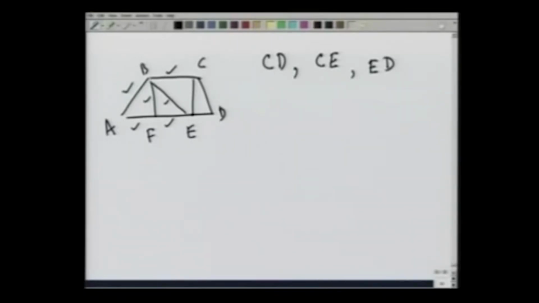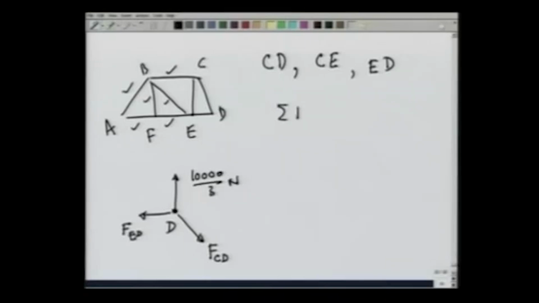One can keep going from B onwards to C and D and E, or work from D backwards. For example, at point D, we have already calculated that there is a force of 10,000 over 3 newtons working upwards. Due to the CD, there will be a force FCD acting this way. This would give an x component, and to balance that, I should have a force FED acting this way. So, this is point D.